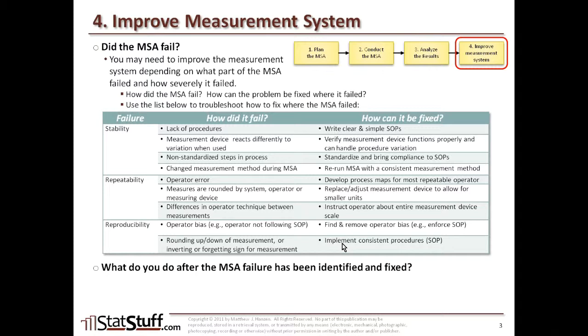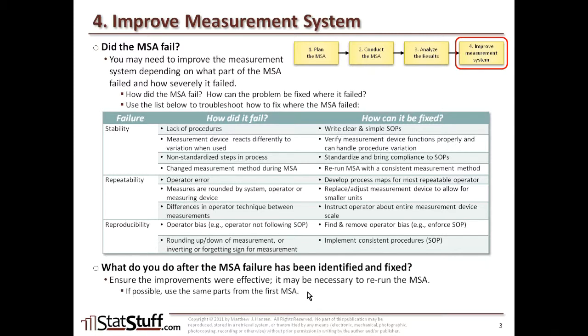So what do you do after the MSA failure has been identified and after it's been fixed? Well, you want to ensure the improvements were effective. It may be necessary then to rerun the MSA just to make sure that it was effective. If possible, then you might want to use the same parts like you used in the first MSA, rerun with those same parts back into the second MSA to make sure that you can now trust the measurement system.